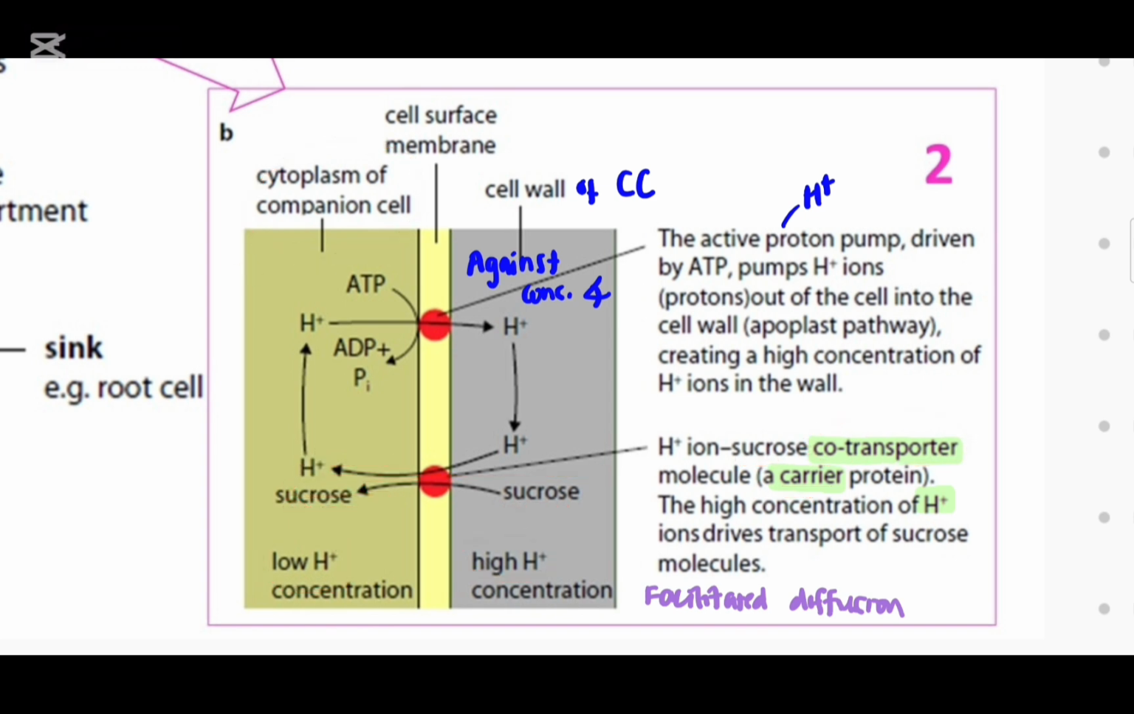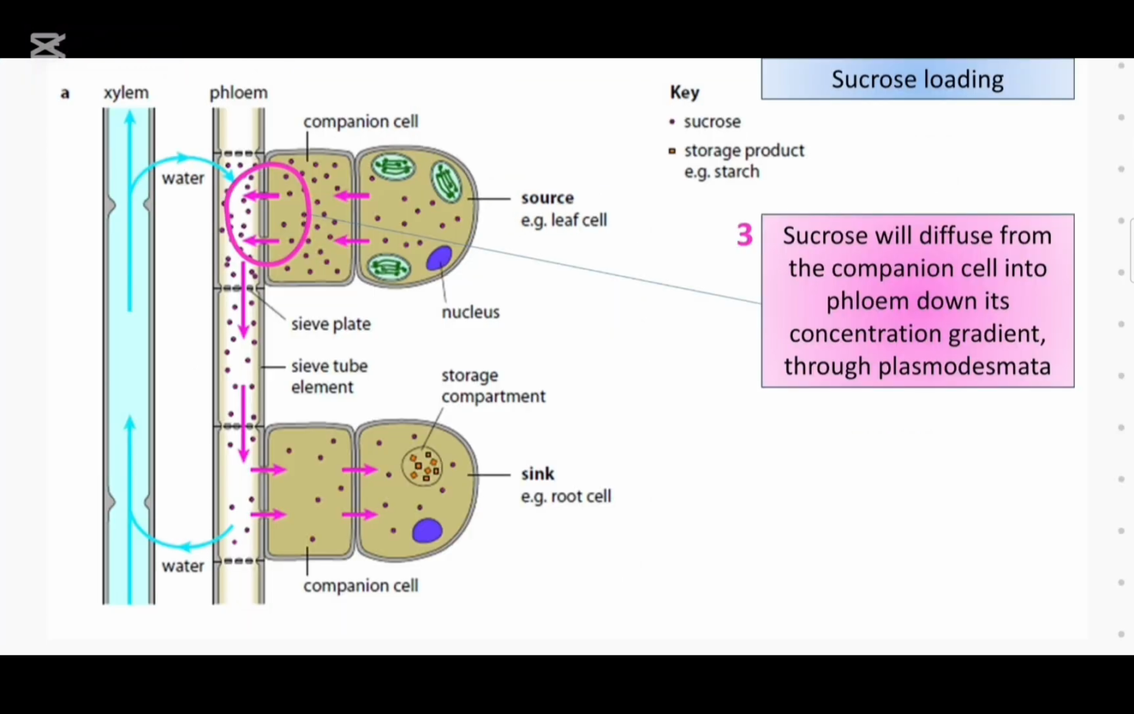What happens next is that sucrose will simply diffuse from the companion cell into the phloem down its concentration gradient, but take note, through the plasmodesmata.